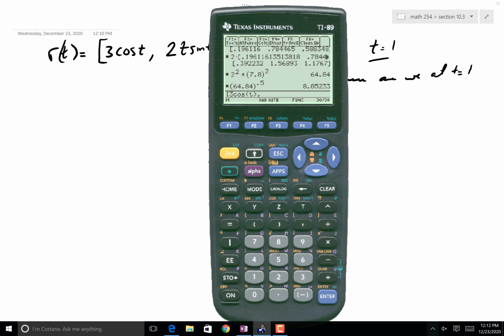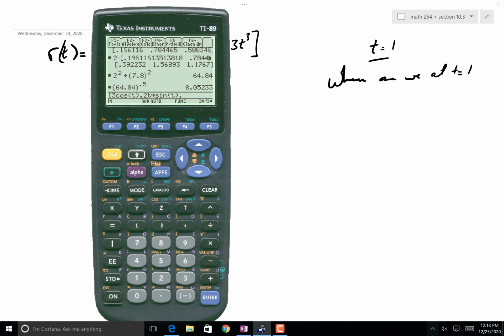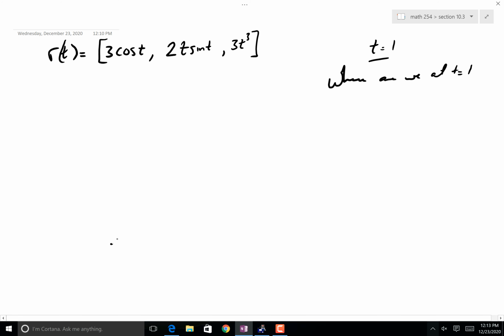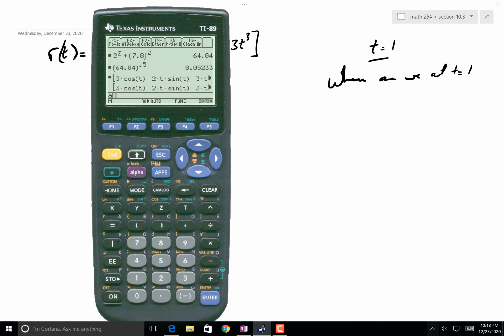Comma 2t times the sine of t, comma 3t cubed. Stow, oops, not alpha yet, sorry. Stow as a. Now I'm just going to take that and go a such that, oh, what happened? A such that, there you go, t equals 1.